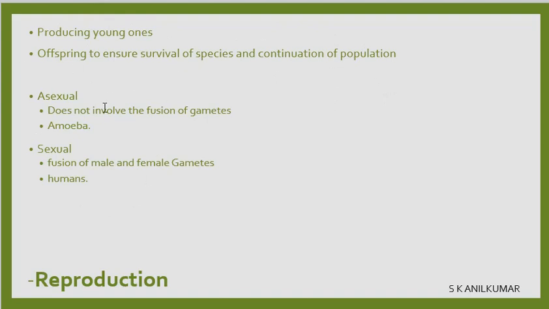The reproduction can be asexual or sexual. Asexual does not involve fusion of gametes, the male and female sex cells. For example, amoeba. Sexual is fusion of the male and female gametes. So, human beings and animals, most of them are sexual reproduction. Some plants are asexual, some are sexual. An asexual plant is papaya.